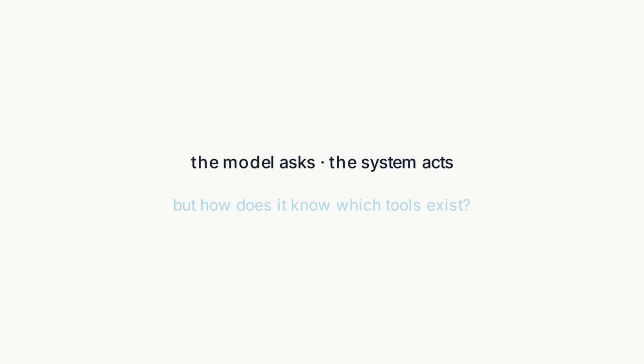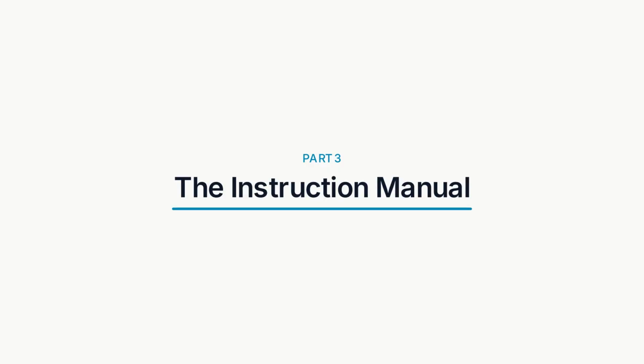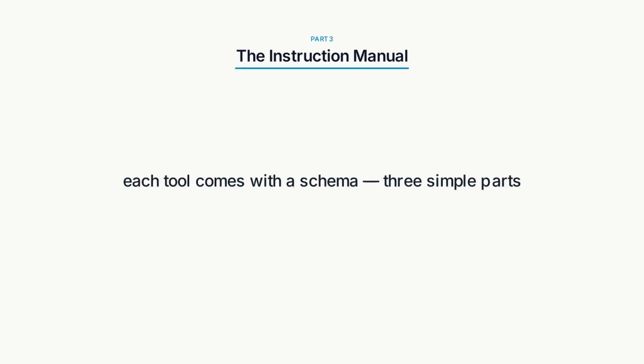So the model asks in a structured way and the system acts, which raises the obvious question: how does the model know which tools exist and exactly how to ask for each one? Part 3, the instruction manual. For the model to ask for a tool correctly, it needs a description of that tool. This description is called a schema, and it has three simple parts.